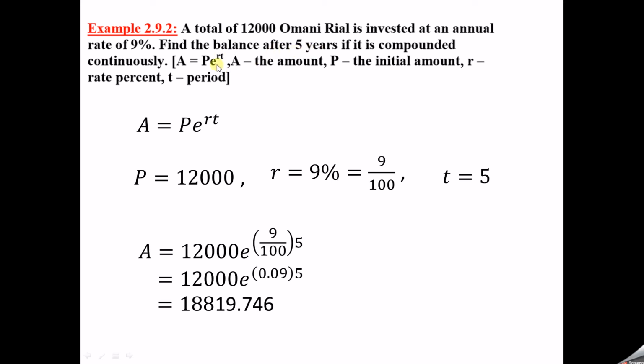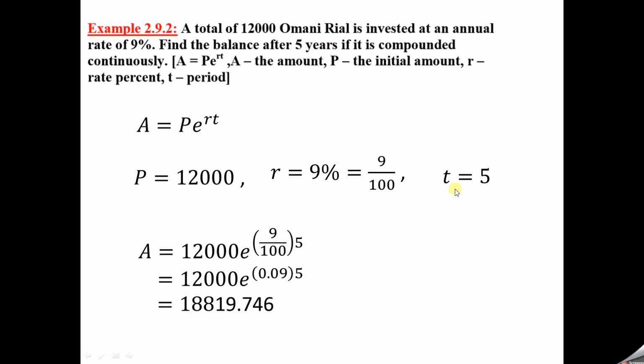So substituting these values in this equation, A equals P times e power RT, which gives the amount after time t with the rate of interest R and the principal P. How much is invested here? 12,000. So the principal P is equal to 12,000, the starting amount we invested. R is given as 9%, which is 9 by 100, and the time T is given as 5 years.